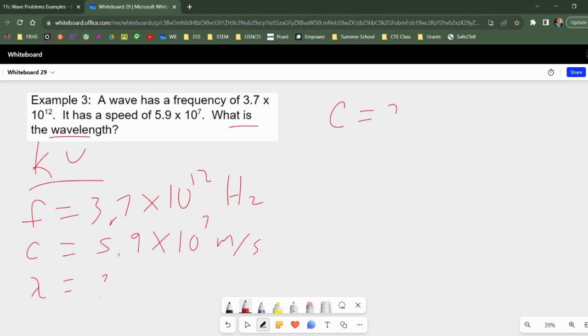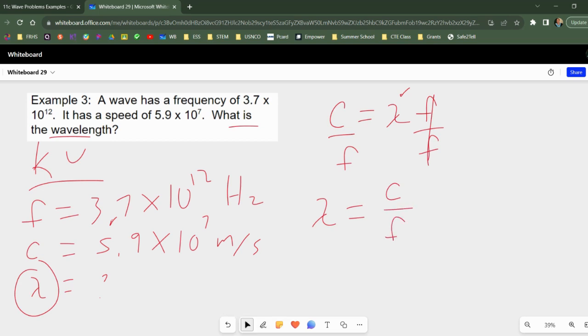Step 2, write down the equation, right? Speed equals lambda, wavelength, times frequency. Do we need to rearrange it? Yes, because we're looking for lambda here, and it is not by itself. So how am I going to move that f? Well, they're being multiplied, so I'm going to divide both sides by f. F cancels over here, and I'm left with the wavelength is equal to the speed divided by the frequency.